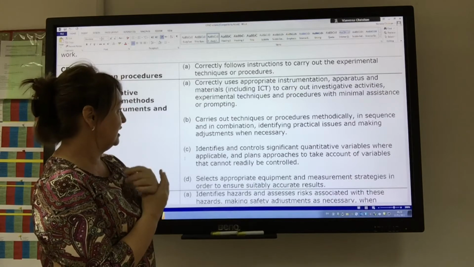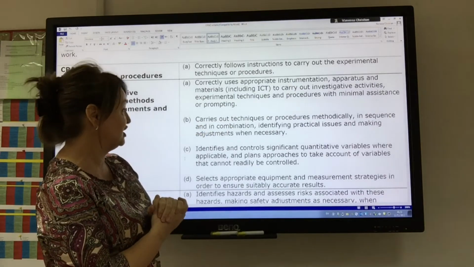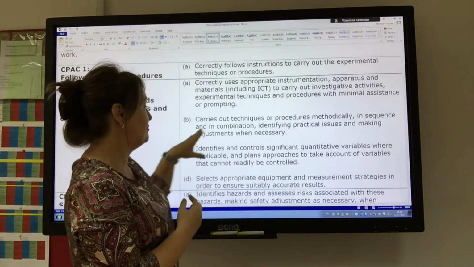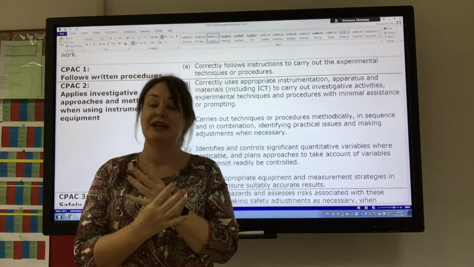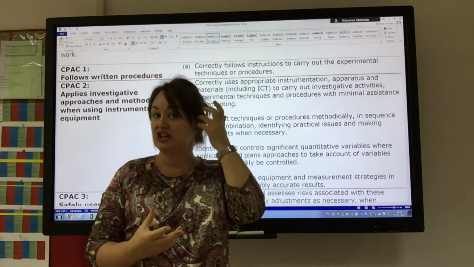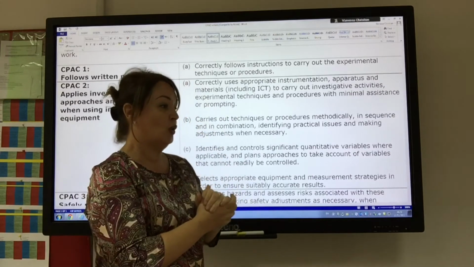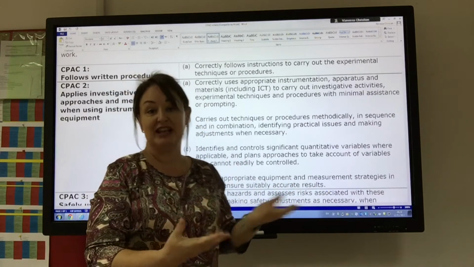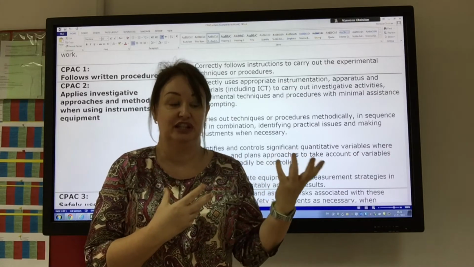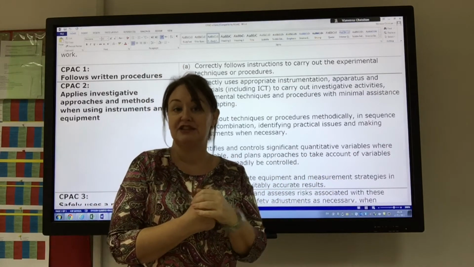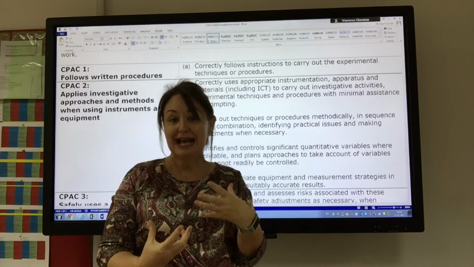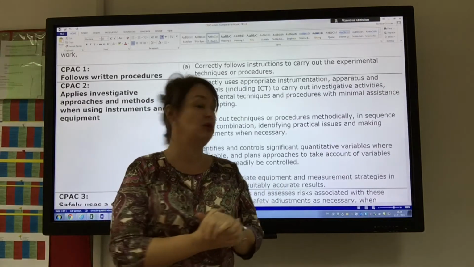Okay, carries out techniques or procedures methodically, in sequence and in combination, identifying practical issues and making adjustments when necessary. Okay, so if you can see that something isn't quite working, if you see the temperature's changing and you're not monitoring the temperature, or the time, thinking about required practical 2, when you had to leave the cells in acid for a certain amount of time, if you found that that wasn't working for you and you adjusted it, you increased the time or you decreased it, that's an example of that.